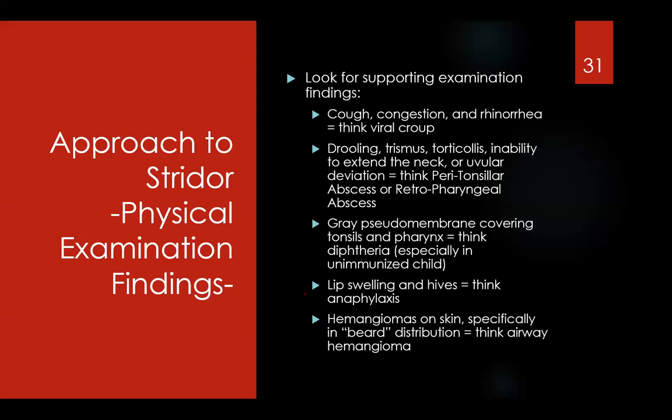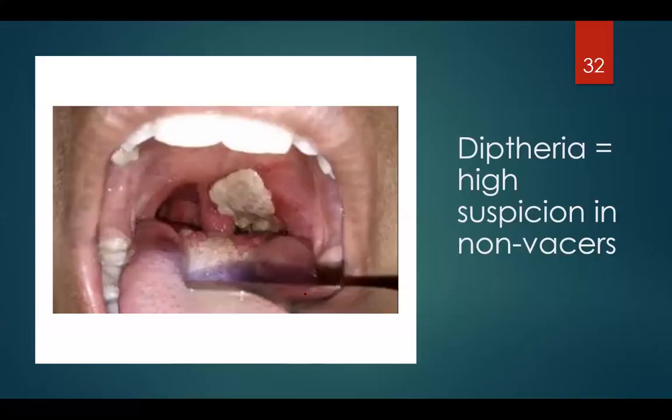And if there's hemangiomas on the skin, particularly like a beard distribution, we want to think of an airway hemangioma, right? One of these things is not like the others, but there are other things that might lead us to that diagnosis, or at least to consider that.